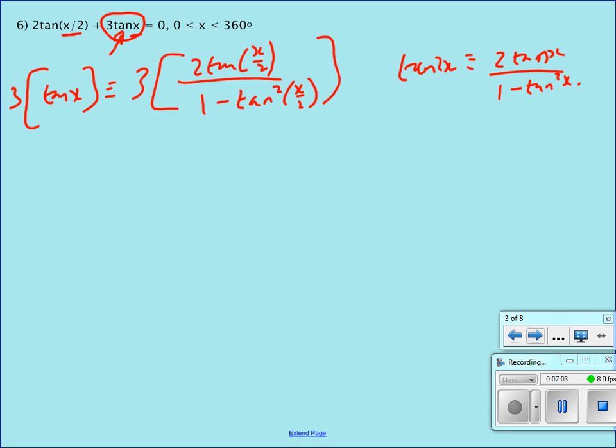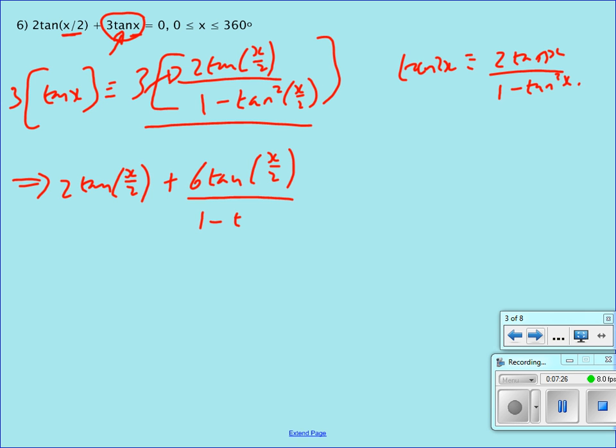Okay, because remember I have to get the thetas the same in order to start working with this. Right, so if I'm working from here and sub that back in, I have 2 tan x over 2 plus 3 times this thing, if I put that in, is 6 tan x over 2 divided by 1 minus tan squared x over 2, which equals 0.